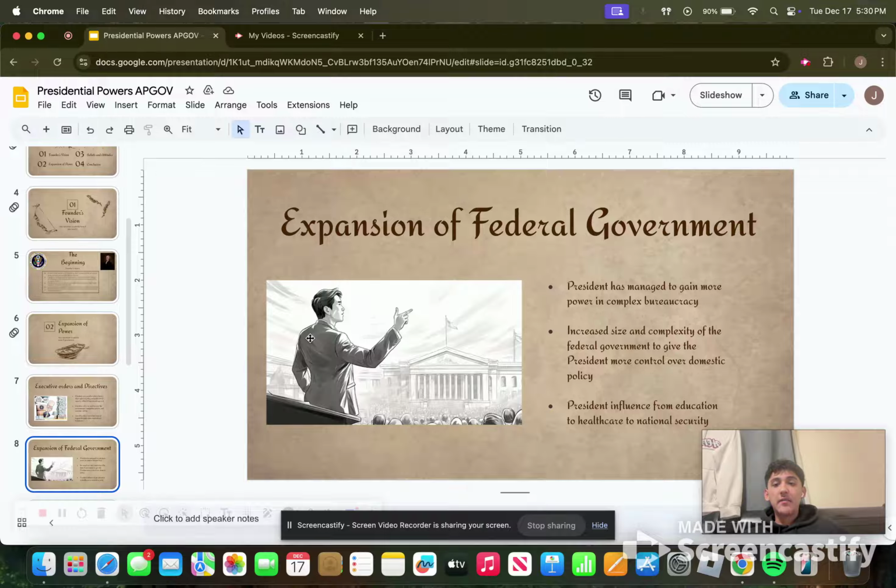Presidents have gained more power in a complex bureaucracy. The increased size and complexity of the federal government give the president more control over domestic policy, and the president influences policies from education to healthcare to national security as well.